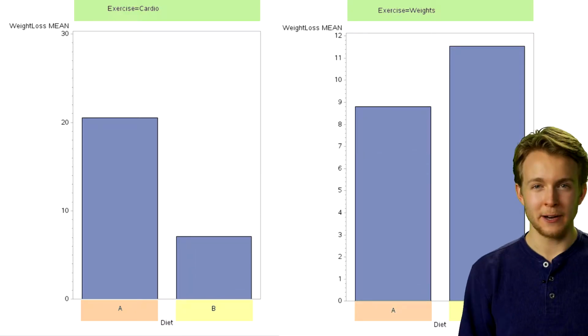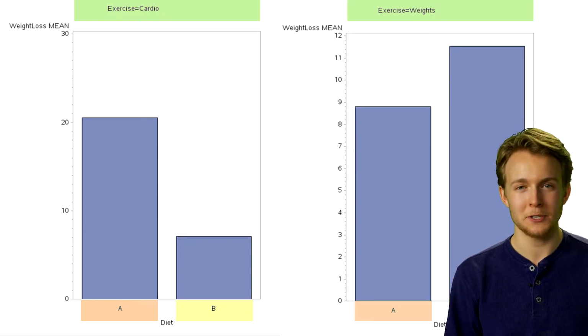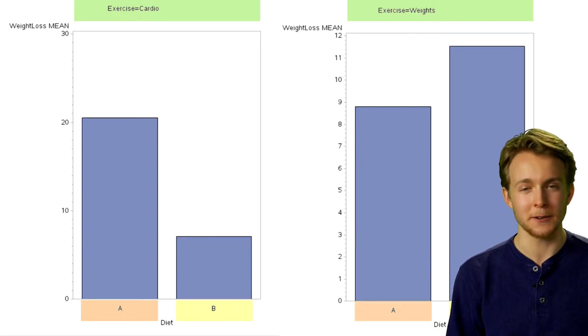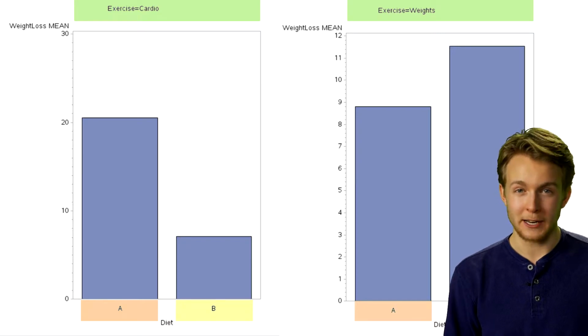Suppose that we did not evaluate exercise as a possible moderator and instead focused only on the association between diet and weight loss for the entire population. Based on this graph, obviously, we would have incorrectly concluded that diet A is better than diet B. As we now know, that is only true if we're looking at the cardio group.